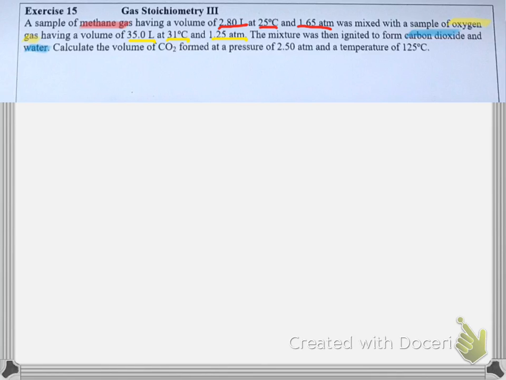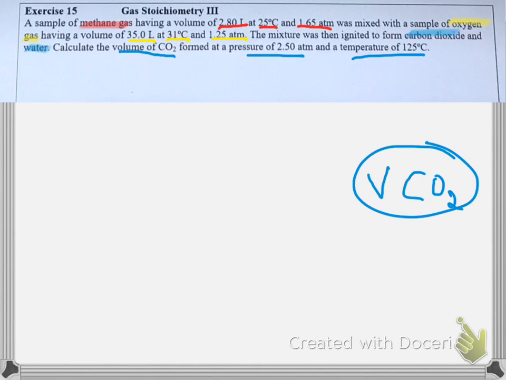What we want to figure out in the end is our volume of carbon dioxide when we're given the pressure and temperature. In order to figure out volume, if we're given pressure and temperature, we're going to need to find the moles of carbon dioxide. Just putting this in a mind map, our end goal is the volume of carbon dioxide. In order to figure out the volume, we need the pressure, the temperature, and the moles. We already have the pressure, that's right here. We already have the temperature, that's right here. So we need to figure out the moles.